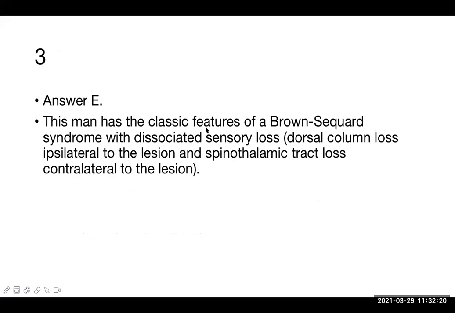Now see there, this man has the classical features of Brown-Sequard syndrome with dissociated sensory loss. That is, the dorsal column loss ipsilateral to the lesion, and spinothalamic tract loss contralateral to the lesion. Never forget this. If you have paid attention to this type of discussion, trust me, if this type of question is asked in your future exam, you cannot miss the answer. Some point will flash in your mind, and yes, this is what I have studied before, and this is the correct answer. This is the importance of paying attention in this discussion.